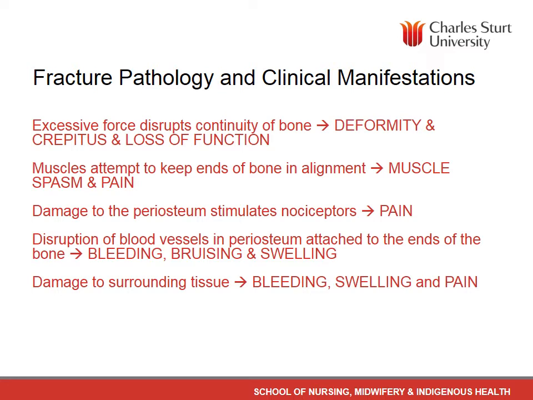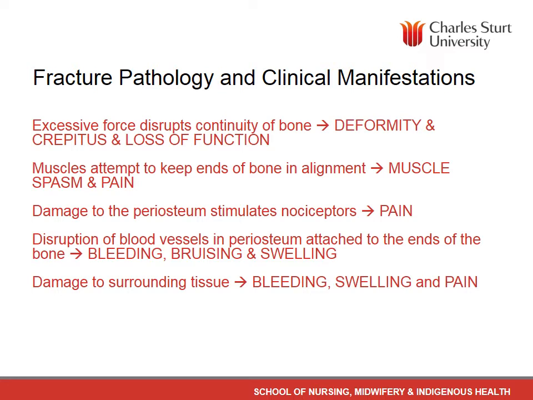So the first thing that happens when a fracture occurs is that excessive force disrupts the continuity of bone. That's where the deformity that we see when we talk about assessment comes in, and also crepitus, which we talked about in the earlier lecture on assessment, which is that grating sound that we hear or can actually feel when you palpate the particular area, and also loss of function. So they're three clinical manifestations of a fracture, and the cause of that is that excessive force that disrupts the normal continuity and the normal alignment of the bone.